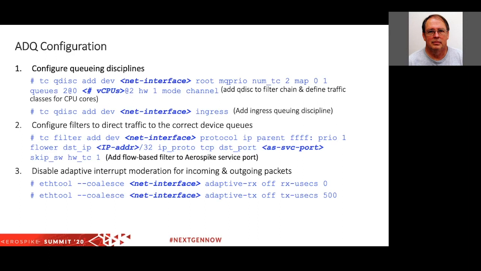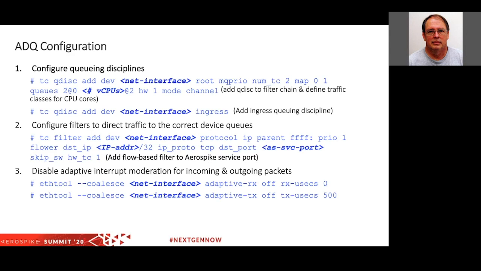Okay, and now we are actually another layer of the onion. This is configuring ADQ, and first of all, for the queuing discipline you want to select MQPRIO, which is a queuing discipline that supports multi-queue hardware. So you want to configure that.